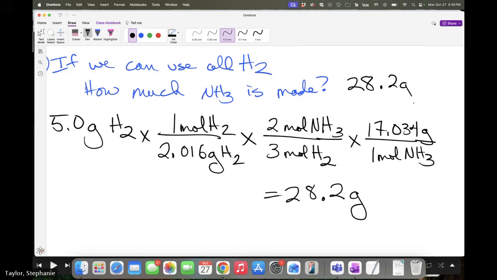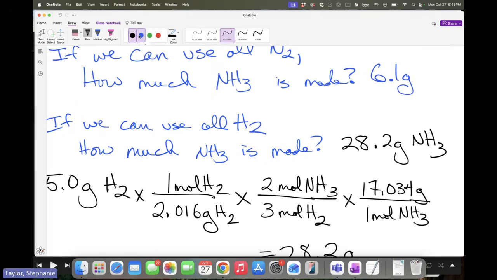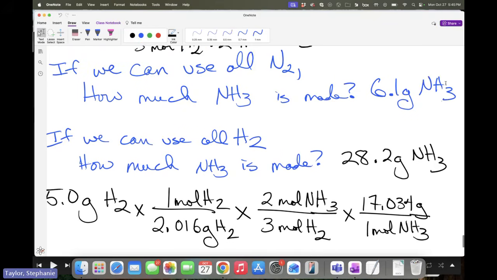So the question now is, which one is true? Essentially, we calculated that if I have 5 grams of nitrogen, I could make 6 grams of ammonia, and I calculated that if I had 5 grams of hydrogen, I could make 28.2 grams of ammonia. But only one of those is true. They're not both true. And this is the part where thinking about limiting reactant like a recipe can actually be really useful. So, for example, if I was going to make cupcakes, and you can do this with absolutely any recipe product that you want, I don't care what it is.